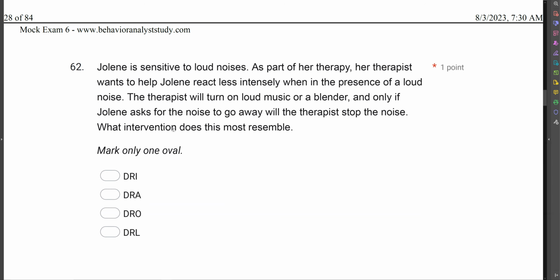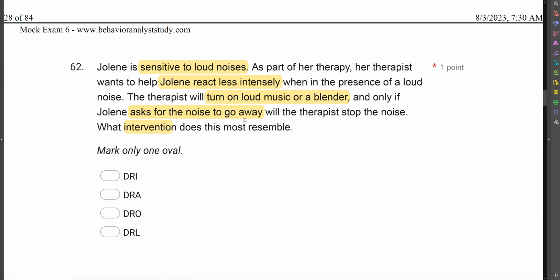Okay, so let's break this down, right? We're looking at the intervention. Jolene's sensitive to loud noises. The therapist wants her to react less intensely. What is the therapist doing? She turns on loud music or a blender. Only if Jolene asks for the noise to go away will the therapist stop the noise. So that's a little confusing, right? She wants her to react less intensely. But what's the replacement behavior? The replacement behavior is asking for the noise to go away. So she is teaching a replacement behavior.